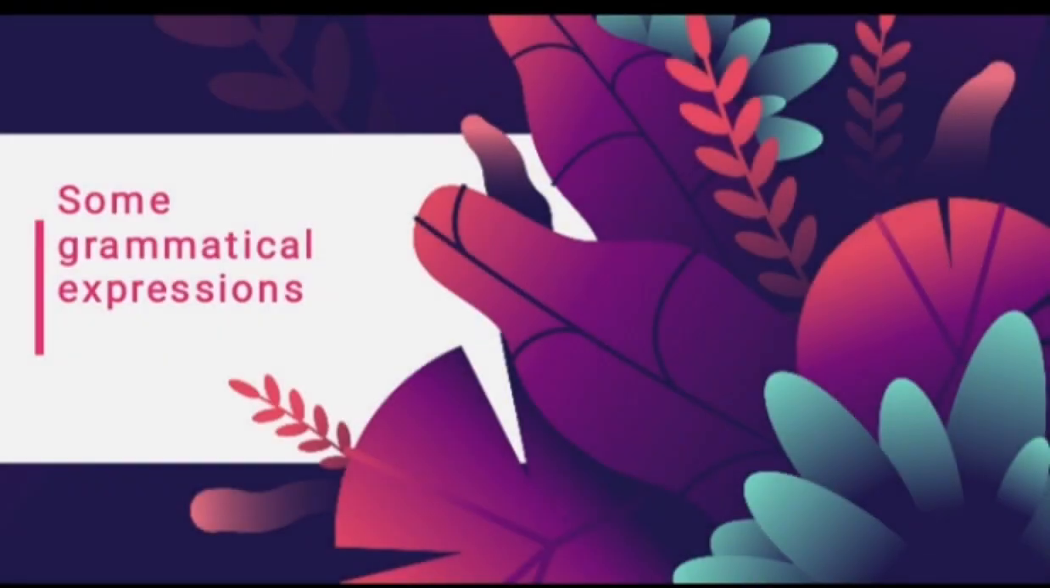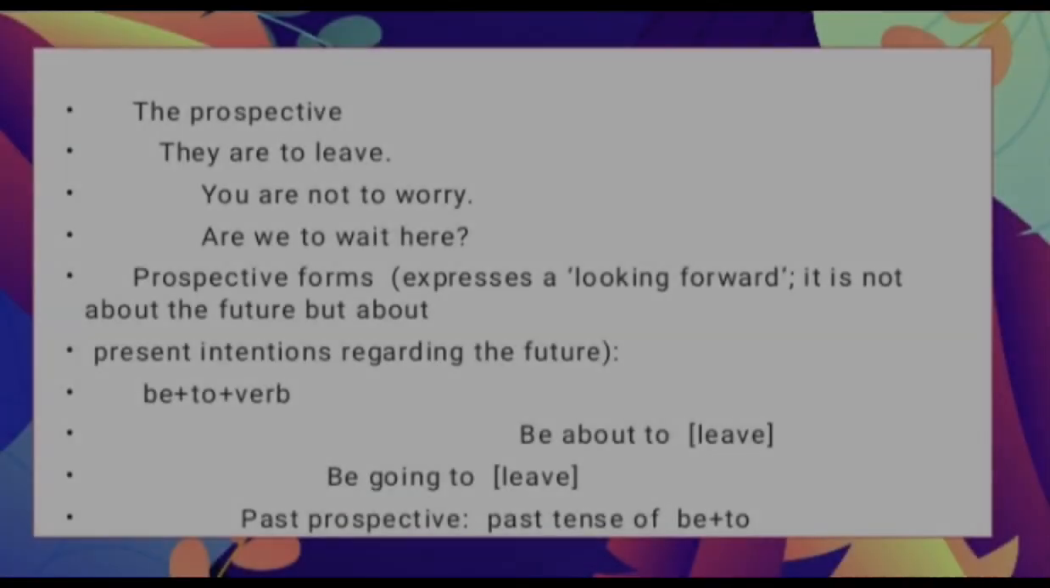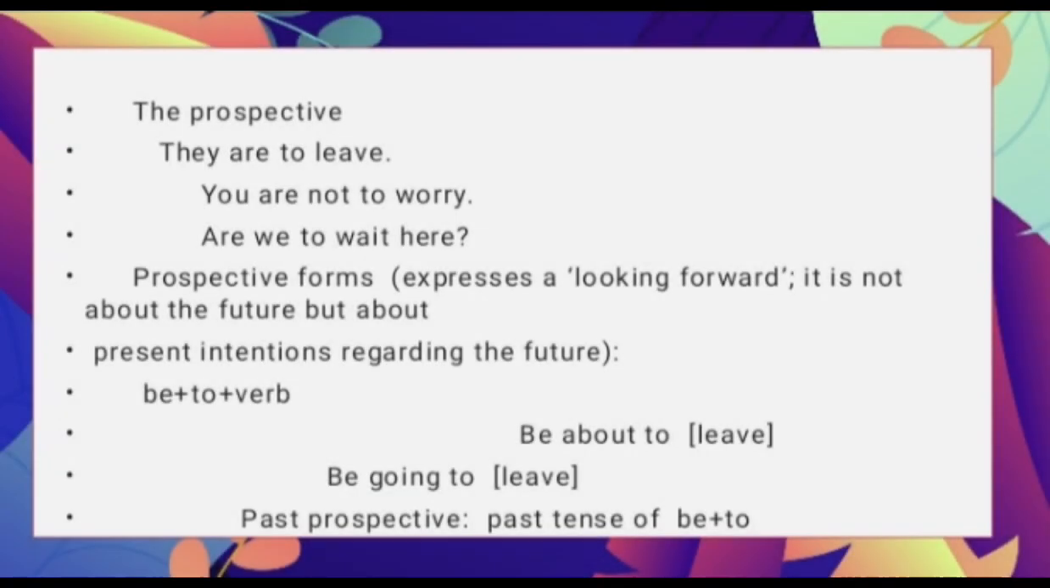Lastly, some grammatical expressions. The prospective: they are to leave. You are not to worry. Are we to wait here? Prospective forms express a looking forward. It is not about the future but about present intentions regarding the future. Be plus to, be about to leave, be going to leave. Past prospective: past tense of be plus to.